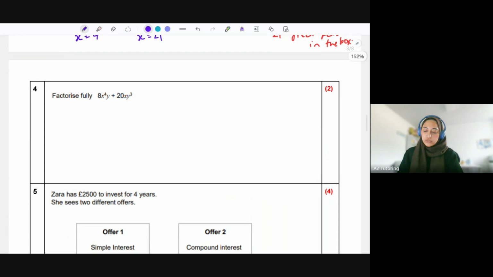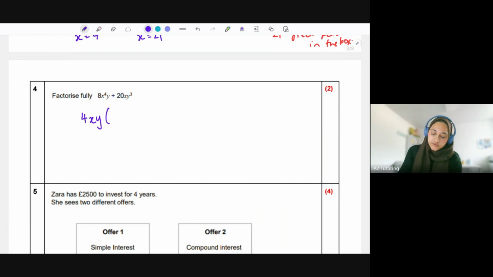Okay, factorize fully. This here, so we're just pulling out the maximum number, the x's and the y's. So in terms of number, the number that goes in both 8 and 20, the highest one is 4. The x's, I've got x to the power of 4 here, and I've got x here, so the maximum amount I can pull out is just x. And y, again, I've only got 1 in the first one and 3 in the next one, so I can only pull out just one y.